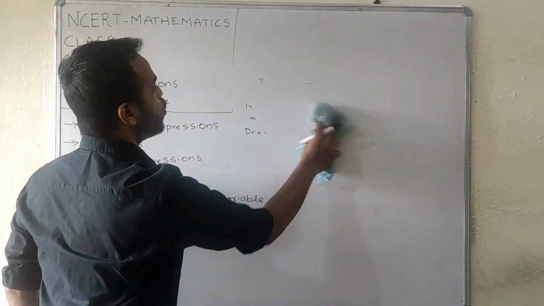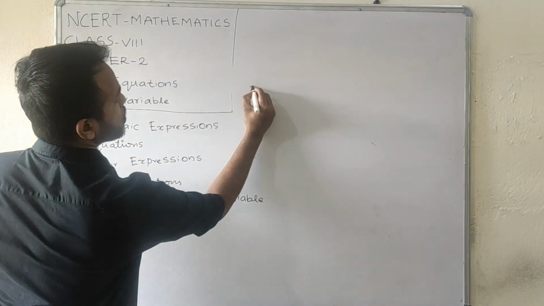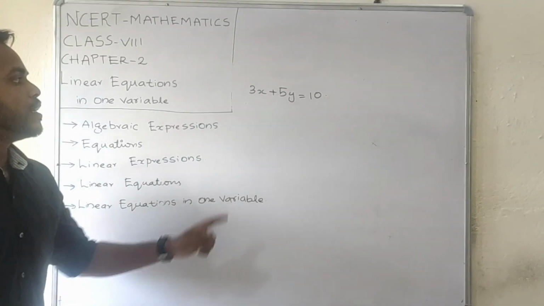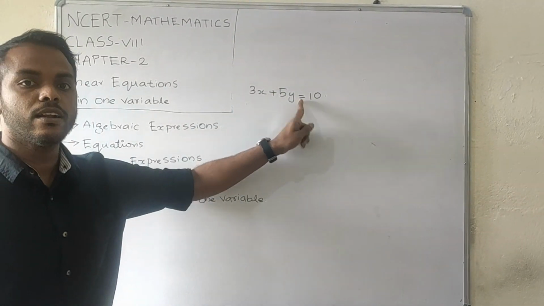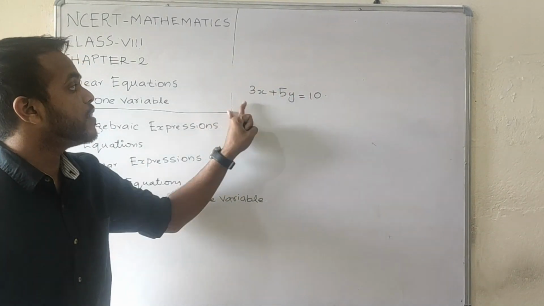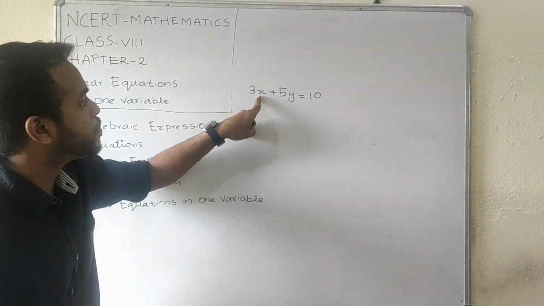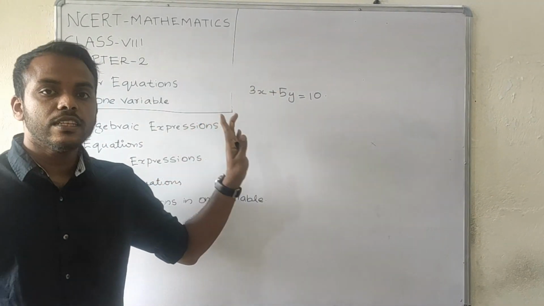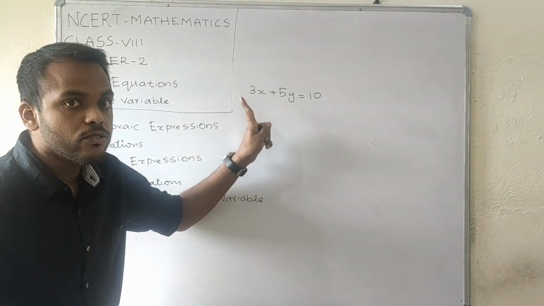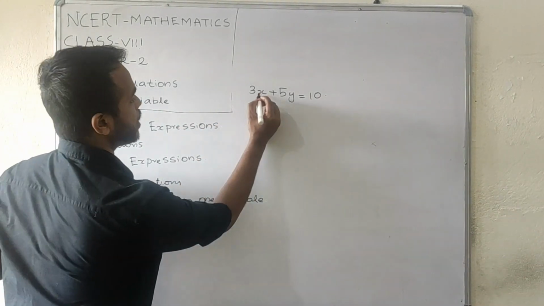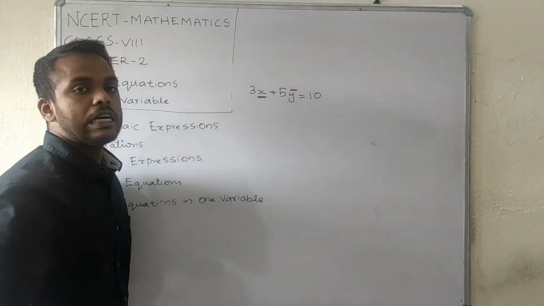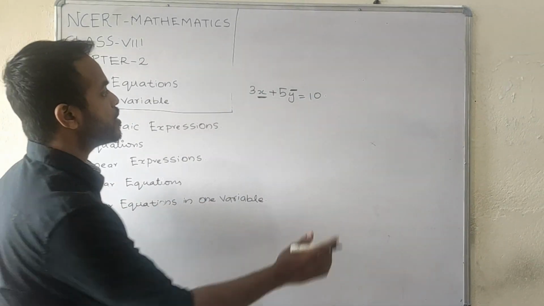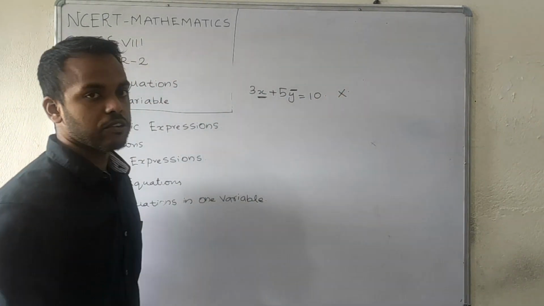Now let's see one non-example. 3x plus 5y is equal to 10. Is there an equal to symbol? Of course there is. Is the degree of the equation 1? Of course it is 1 because the power of x is 1, power of y is 1. But is there more than one variable? Yes. There is an x over here, there is a y over here, which violates our rule that it should have only one variable. So this is not an example for linear equation in one variable.